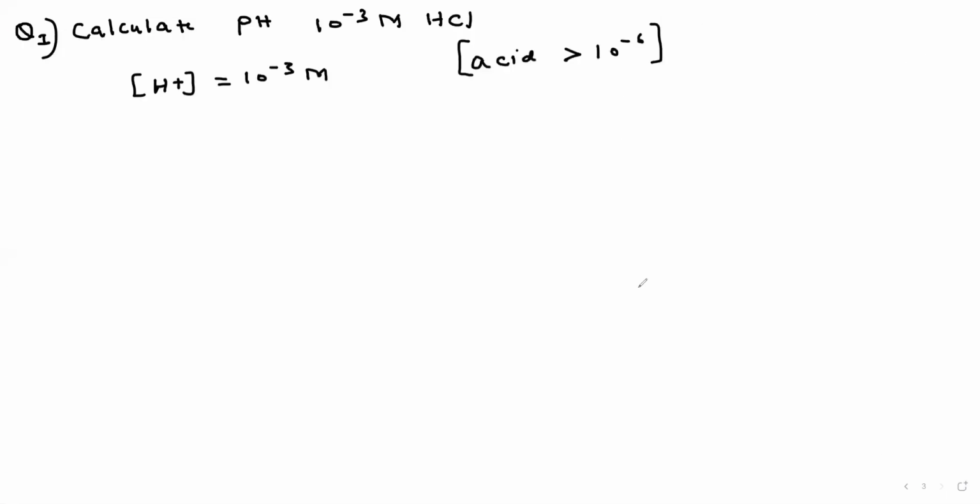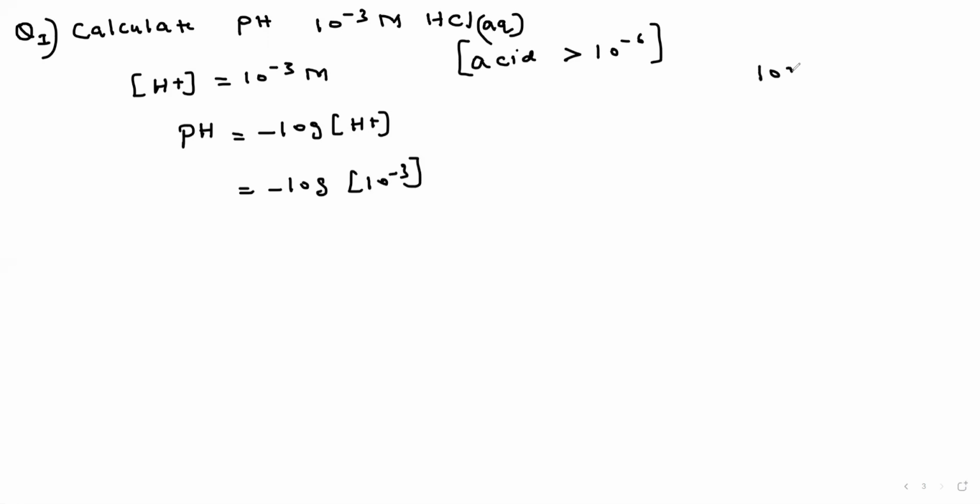Therefore, I do not take the concentration of H plus ion of water in this aqueous solution, only the concentration of H plus ion in HCl. Now, what is the pH formula? We can do it directly. pH equals minus log of H plus. What is the H plus concentration? 10 power minus 3. We know very well, right?